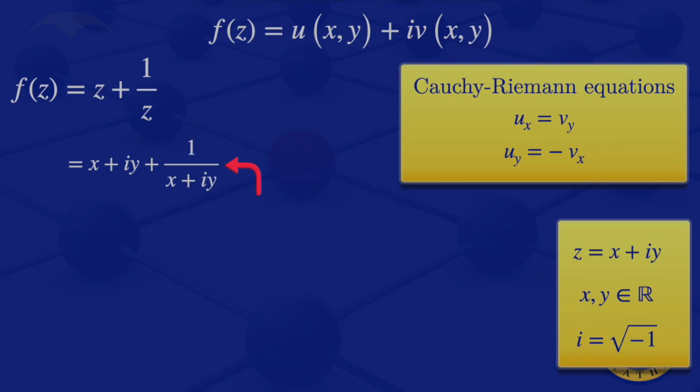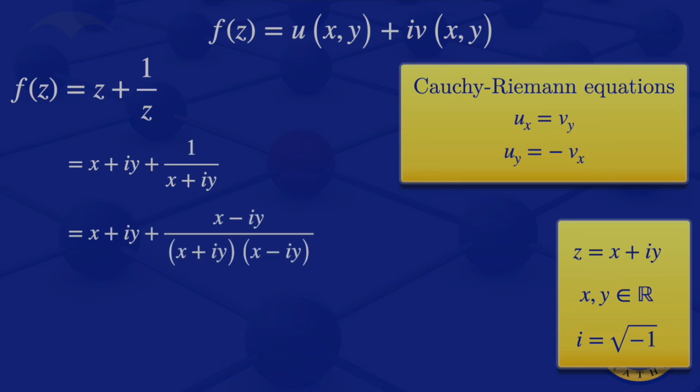But to write this function in the form where we have real parts and imaginary parts separated, what you can do is multiply the numerator and denominator of this term by the complex conjugate of the denominator. The complex conjugate of the denominator is x minus iy. When we multiply that, we will get x plus iy plus x minus iy divided by x plus iy multiplied by x minus iy. Our expression simplifies to x plus iy plus x minus iy divided by x squared plus y squared.